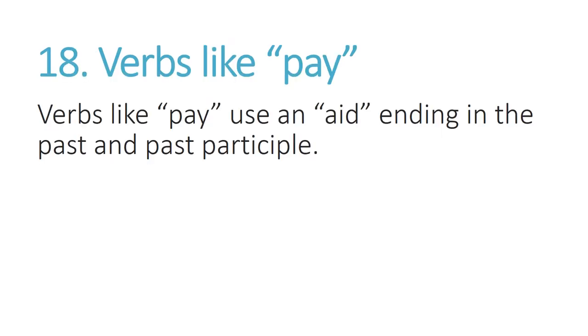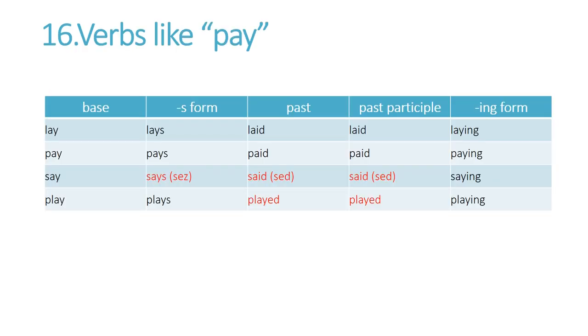Verbs like pay use an AID ending in the past and the past participle. Let's look at some examples. Lay, laid, laid. Pay, paid, paid. Now look at the next one. With this one, the spelling is the same as the ones above. However, the pronunciation is different.